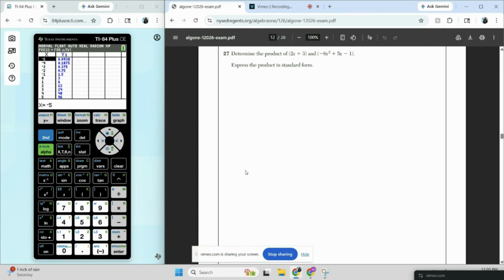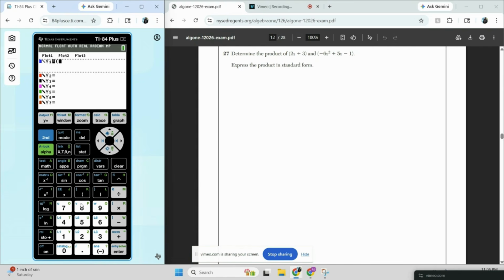27. Yes, you can do this in the calculator. It is difficult. I'm going to show it to you because I think it's cool. This is hard. I realistically don't believe students will do this. It's worth showing because you may get 1 or 2, but I'm throwing it out there. I don't expect kids to do this. I'm going to go into y equals. I'm going to type in 2x plus 3 times negative 6x squared plus 5x minus 1.